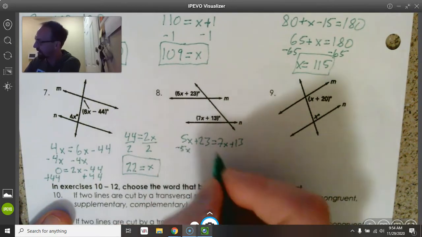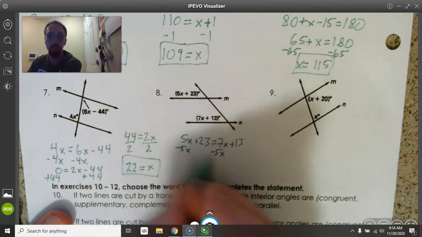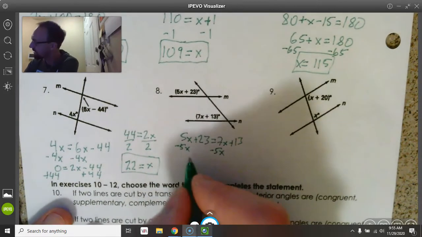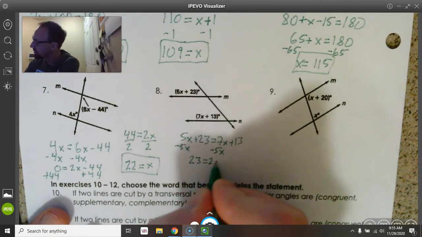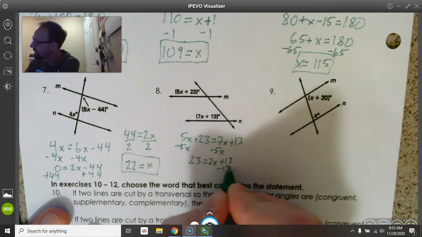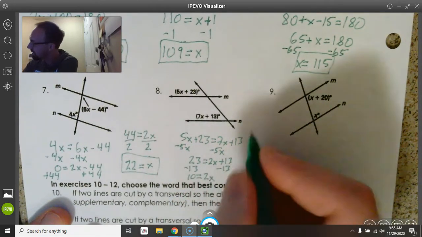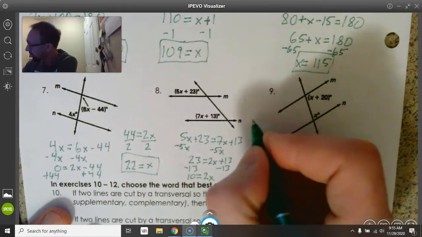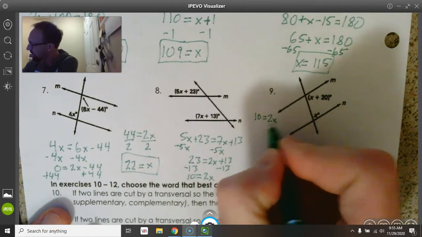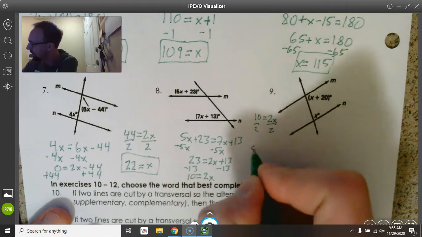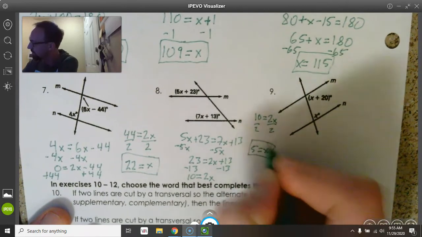So again, I'm going to subtract the coefficient that's smaller with the variable. So I'm going to subtract 5x from both sides. 23 equals 2x plus 13. Minus 13 on both sides. 10 equals 2x. And so then I'm going to divide by 2. I've run out of room though, so I'm going to put it up here. Divide by 2. So I get 5 equals x.